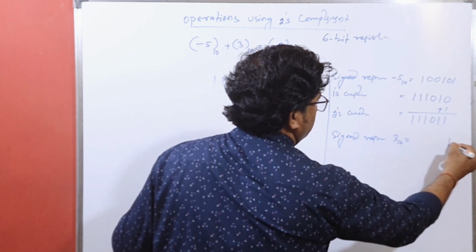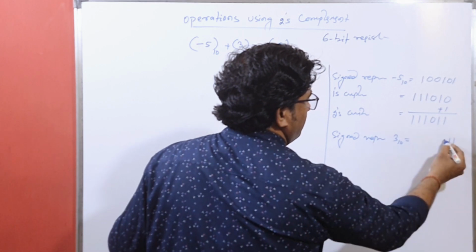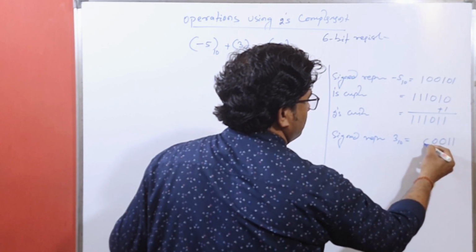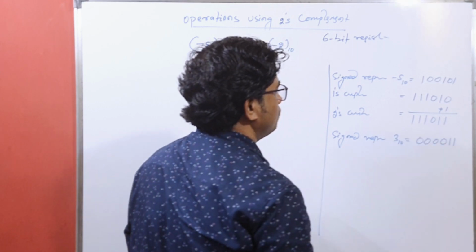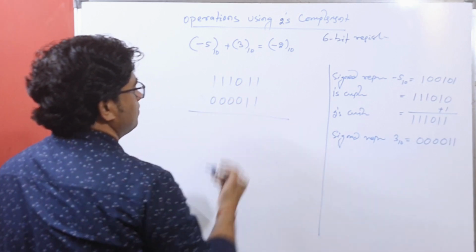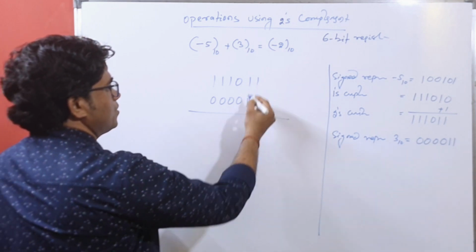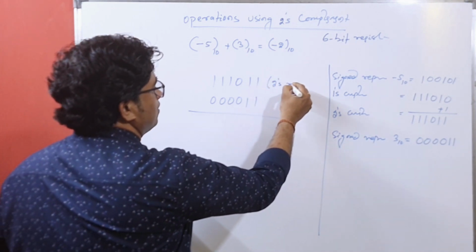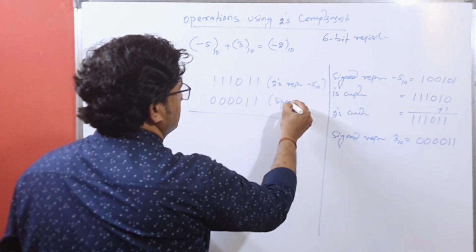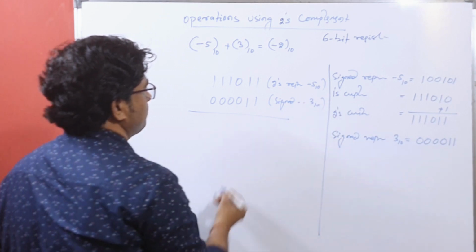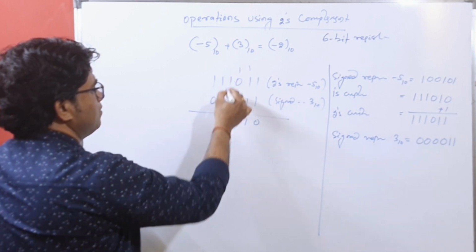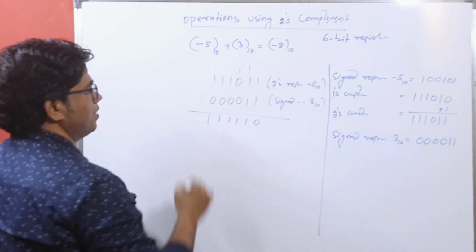That is what? The actual binary conversion of 3 is 1 1, and as it is a positive number, the sign bit is 0, so 0 0 0 0 1 1. Perform the addition. So 1 plus 1, that is what? This is your 2's representation of minus 5 base 10, and this is the signed representation of 3 base 10. So 1 plus 1 is 0, carry 1, and so on, and the result is 1 1 1 1 1 0.